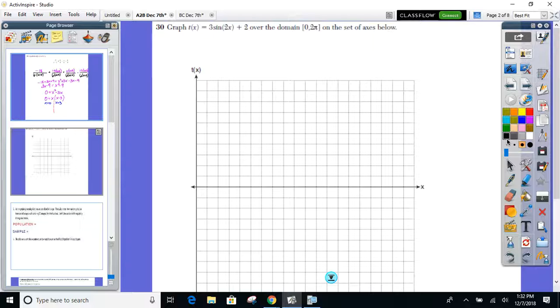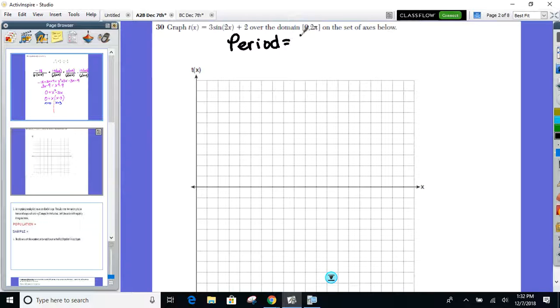How are you going to find what your x values are? What's the process? Come on, it hasn't been that long. Got to find key values. How do you find the key value? Find the what divided by 4? Period divided by 4. So let's start there. What's the period of this curve? 2 pi over... What's my b value? 2, yes. So the period is pi.